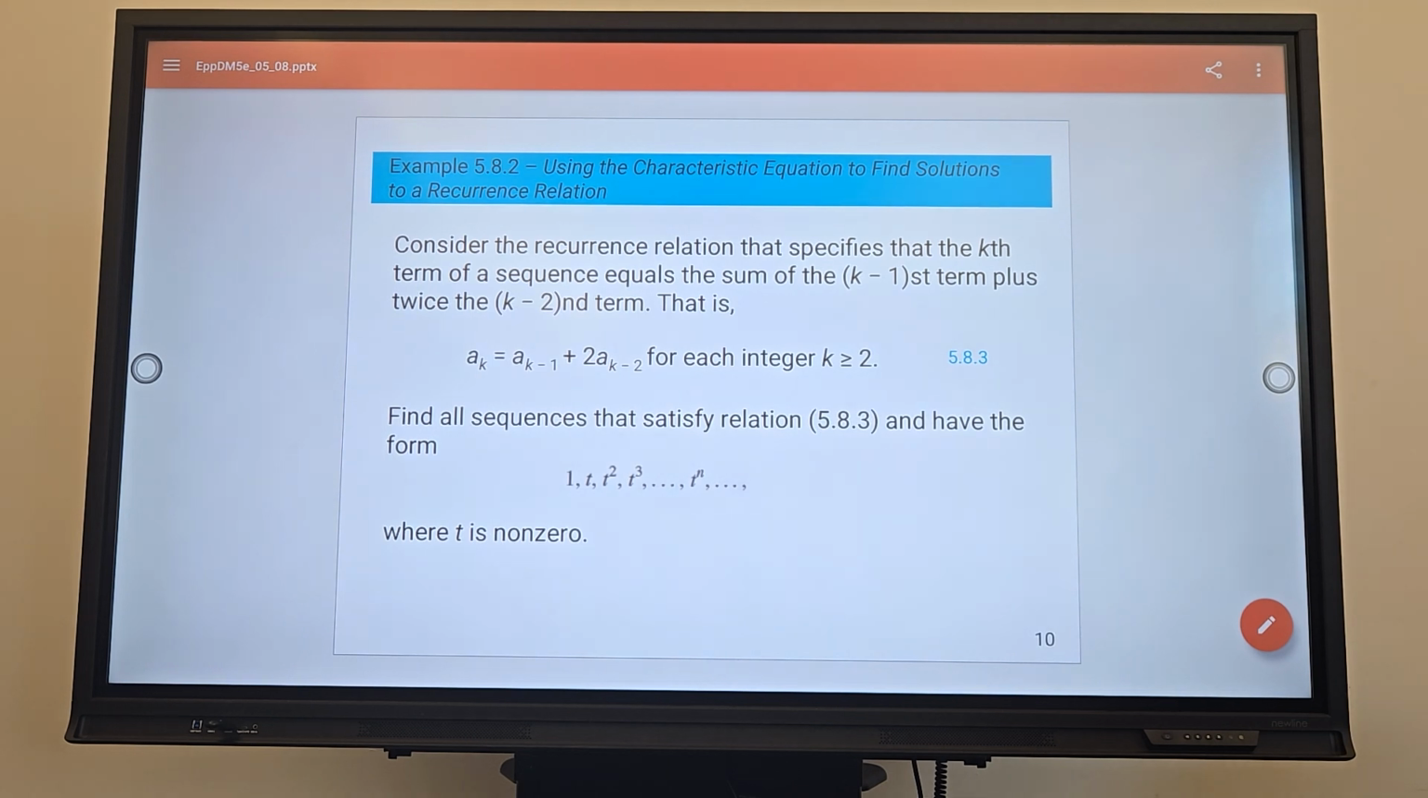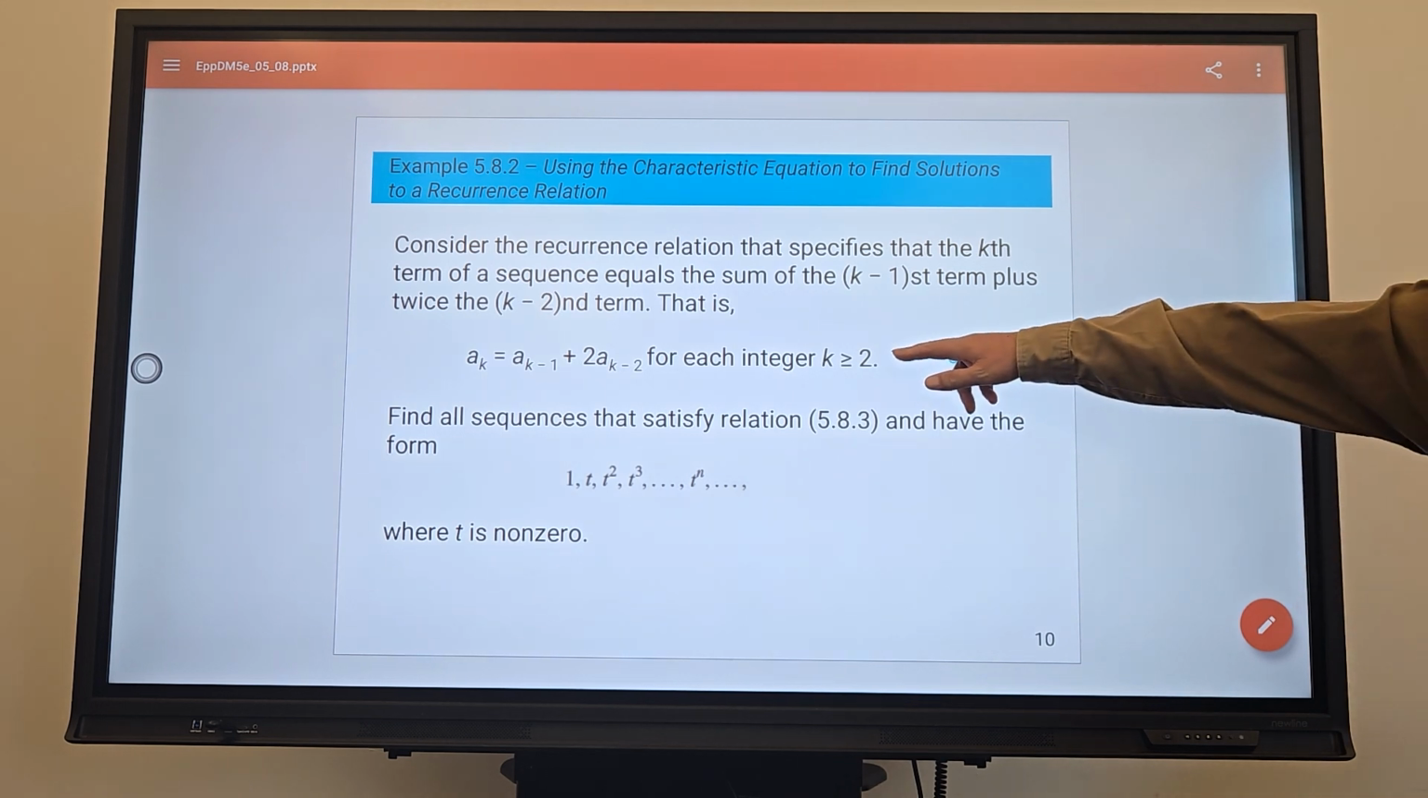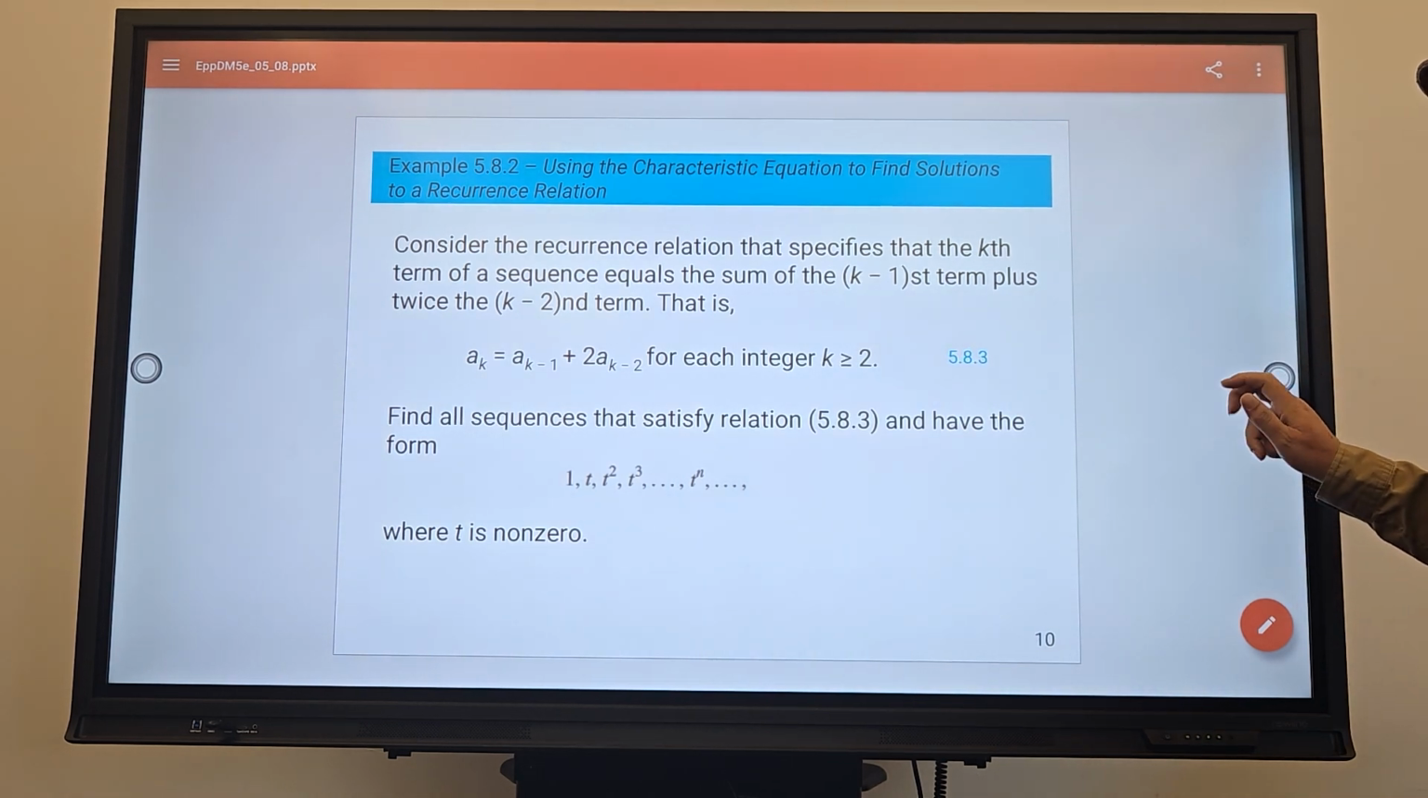That is a sub k equals a sub k minus 1 plus 2 a sub k minus 2 for each integer k greater than or equal to 2. Find all sequences that satisfy the relation 5.8.3 and have the form 1, t, t squared, t cubed, t to the n, where t is non-zero.